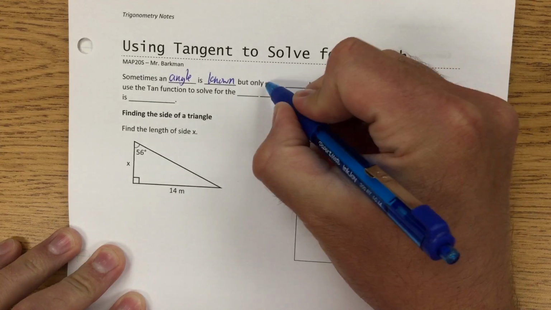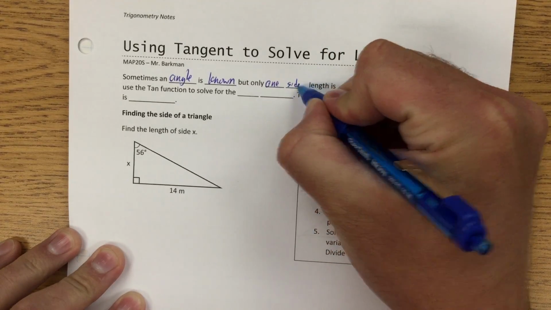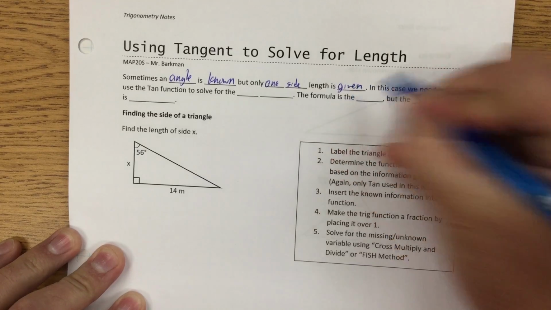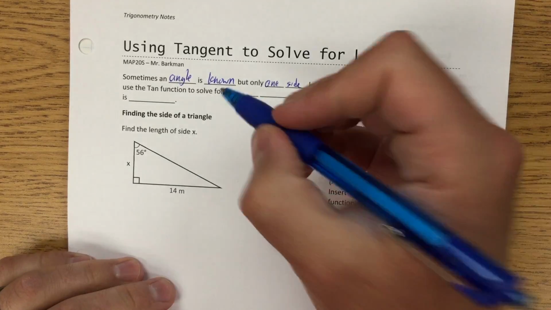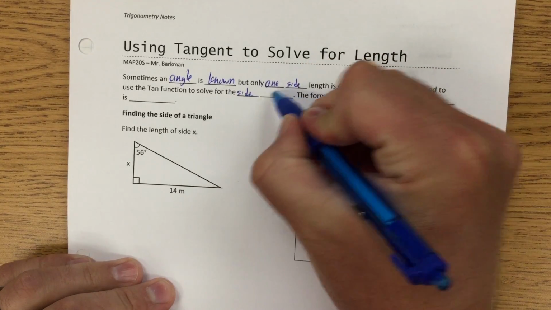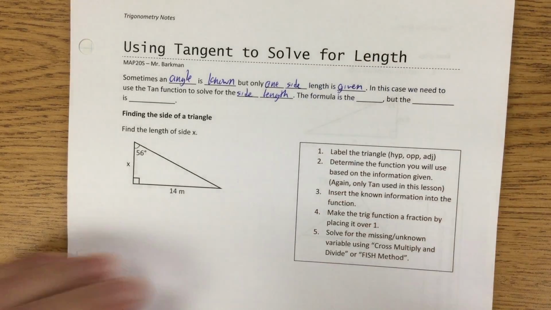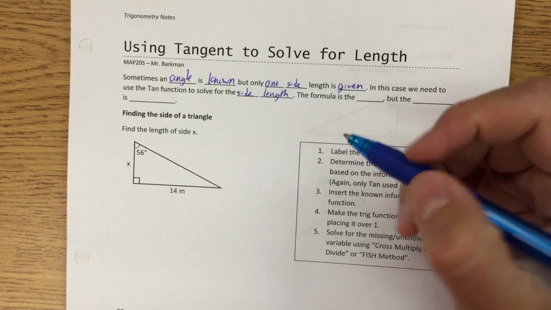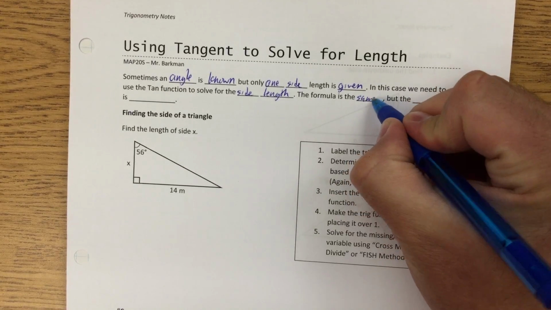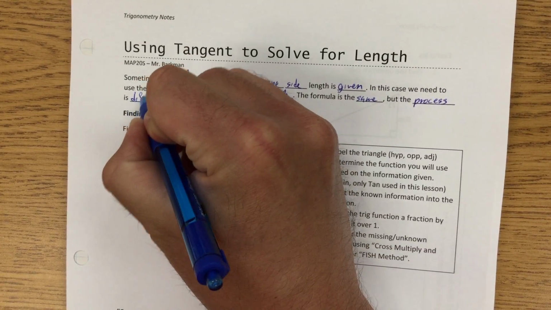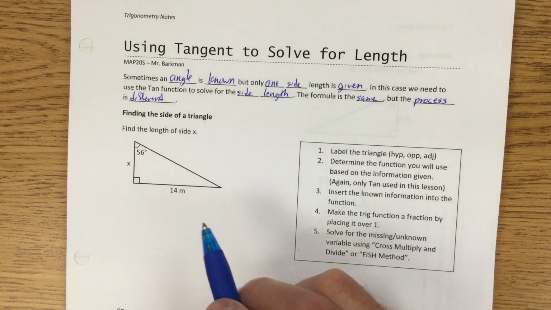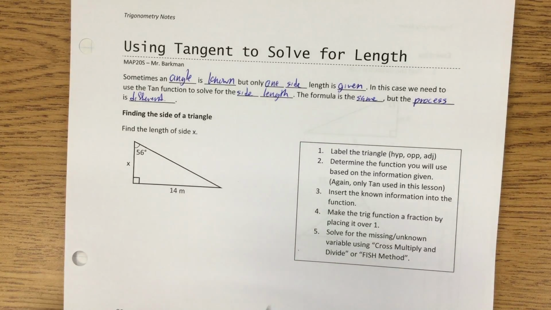So, as I mentioned here, sometimes an angle is known, but only one side length is given. In this case, we're going to be using the tan function to start, at least, to solve for the side length that was not given. The formula, or our equation, is exactly the same, but the process is different. So we're going to be using the same tan theta is equal to opposite over adjacent, but the process that we're going to be going through is going to be a little bit different.